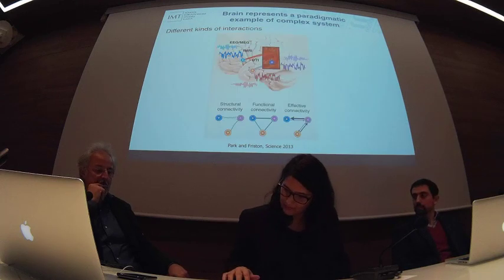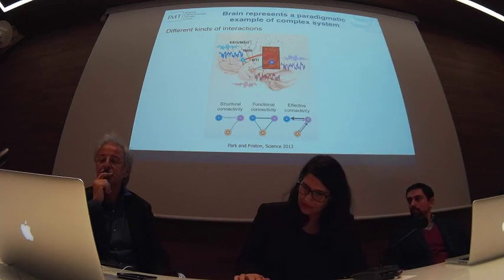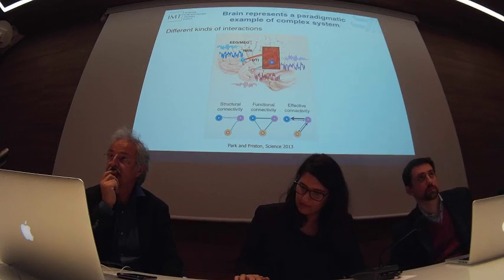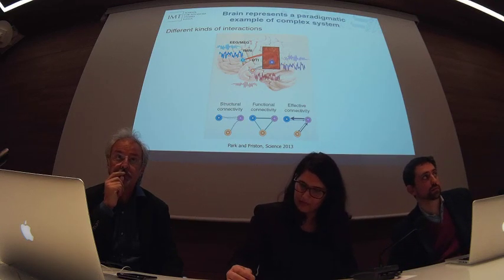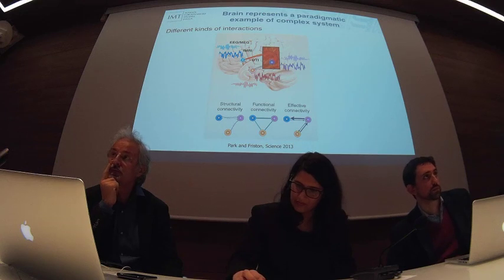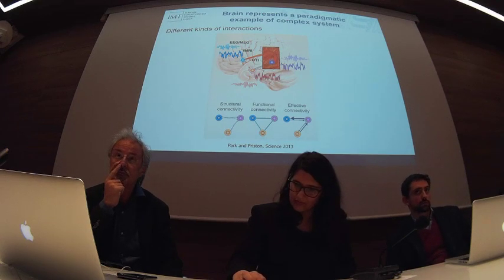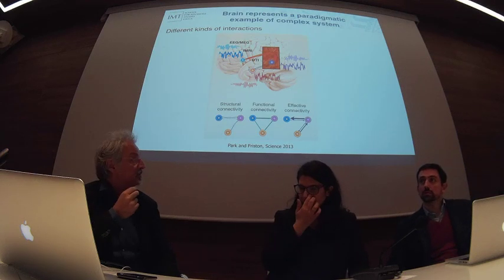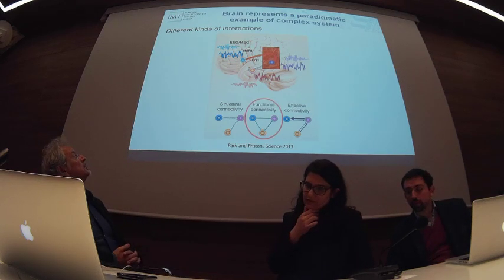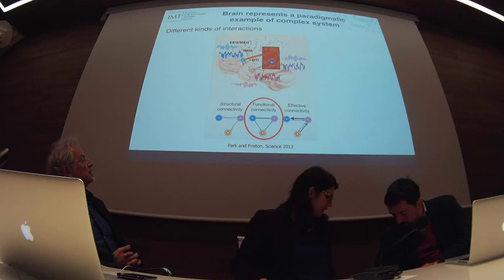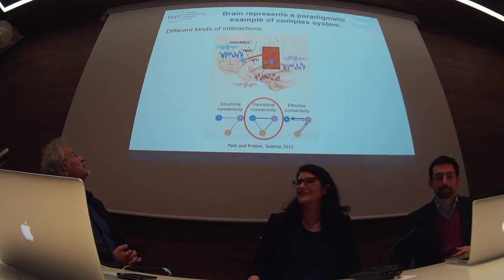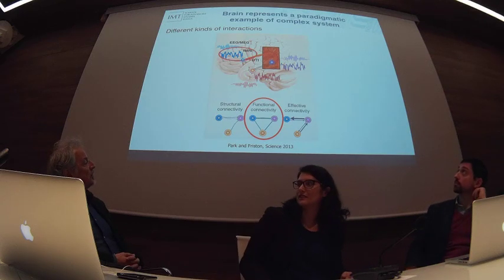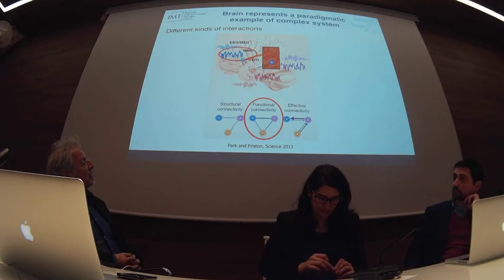Moreover, it offers the possibility to study different kinds of interaction, from structural, so looking at axons, to functional, so looking at functional activity, and effective connection, so looking at causality between the brain regions. In this case, I will talk about functional connectivity, and among the possible ways to collect data, we focus on the functional magnetic resonance imaging techniques.